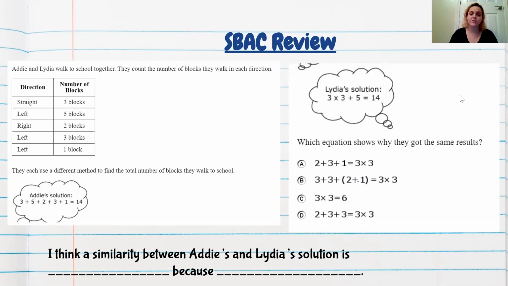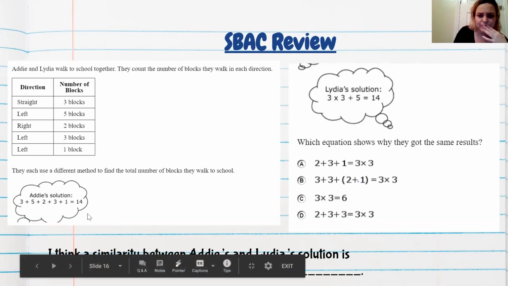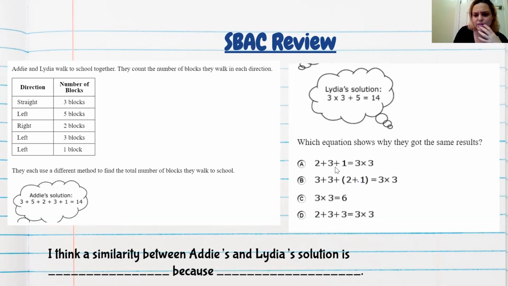So option A says 2 plus 3 plus 1 equals 3 times 3. And I'm looking at her solution. So 2 plus 3 plus 1, well, 2 plus 3 is 5, plus 1 is 6. 6 is the same as 3 times 3, 3 equal groups of 3. What do you guys think? Should I keep it or should I eliminate it? Okay, let's look at the second option.